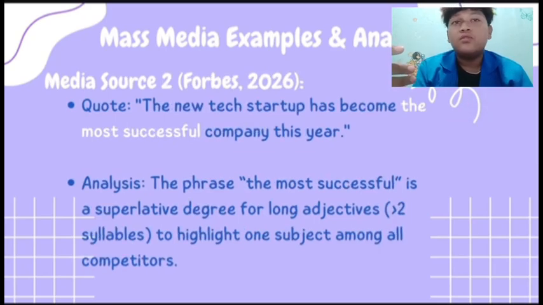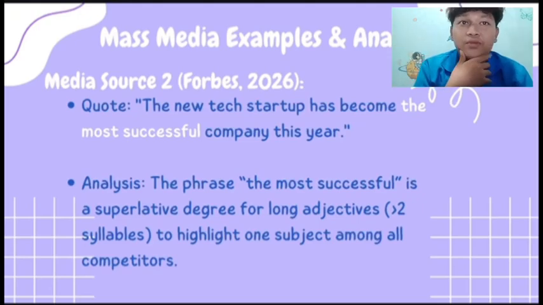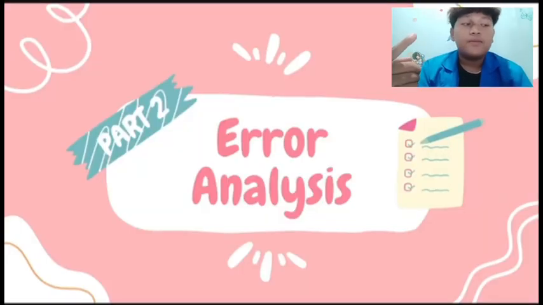Next is media source 2, from Forbes 2026. The quote is, "The new tech startup has become one of the most successful companies this year." The most successful is a superlative degree for a long adjective, with two syllables, used to highlight one subject among other competitors.